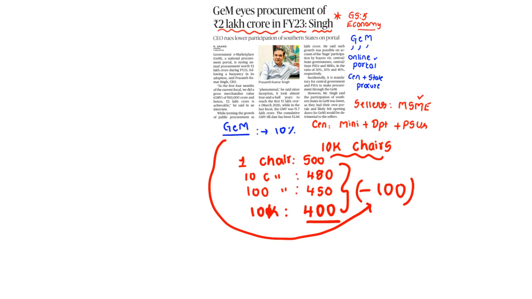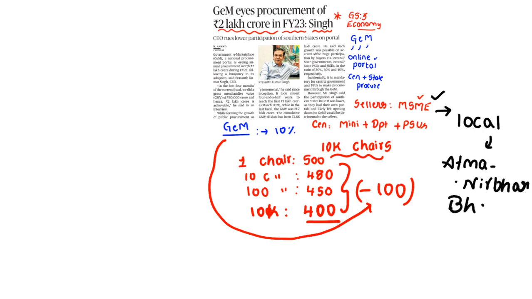And with this, as you are making purchases from MSMEs, these MSMEs would get strengthened, and as these are local industries, it would also result in Atmanirbhar Bharat, right? Atmanirbhar Bharat, which means self-sustaining India. Atmanirbhar Bharat.